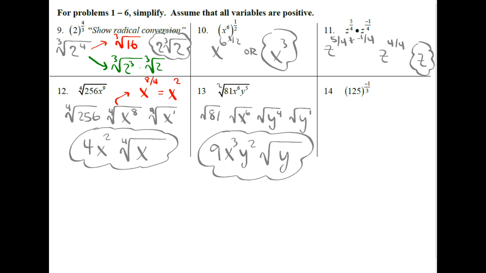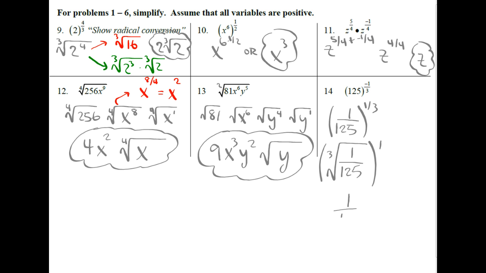And finally here we have 125 to the -1/3. Well, I know that if I have something to a negative power, I can take the reciprocal of that and make the power positive. And to the 1/3 power is the same as the cube root, because remember the denominator is the index of the root, so it's the cube root of 125 to the 1st power, which nobody ever writes anyways. And 125 happens to be a perfect cube.